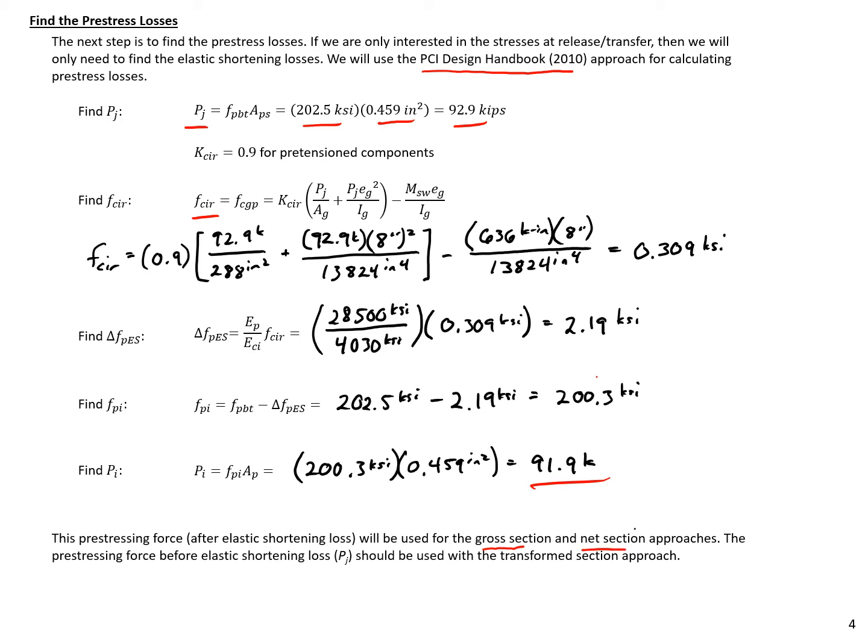When we calculate our stresses with our transform section, we're going to use the stress or the force in the tendons before our elastic shortening loss.